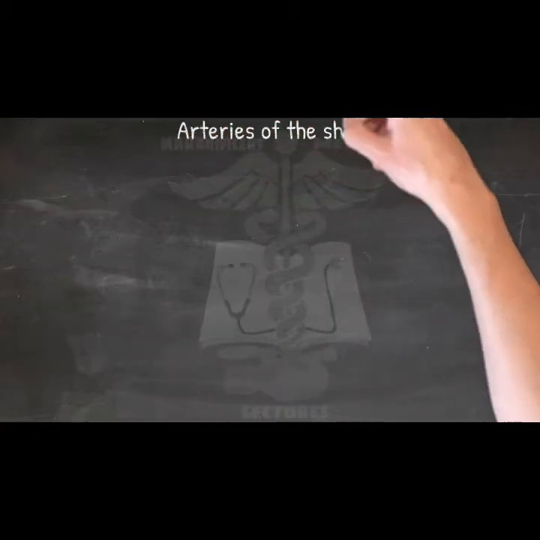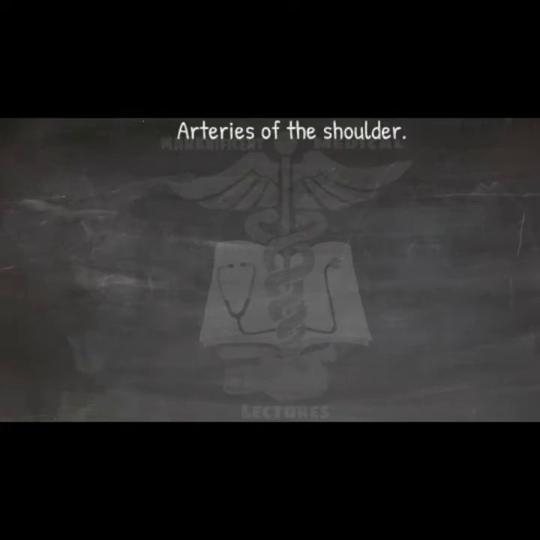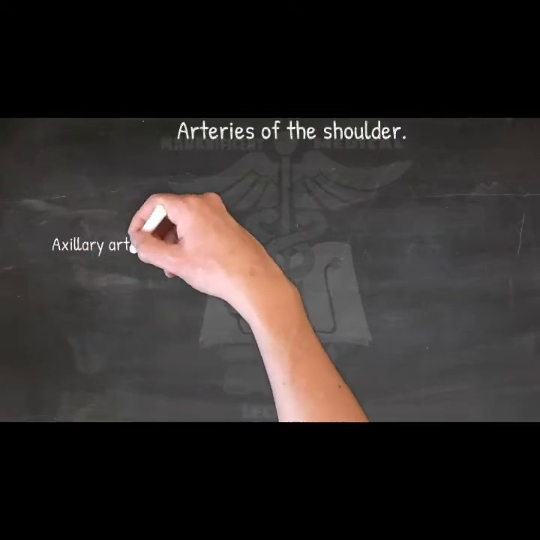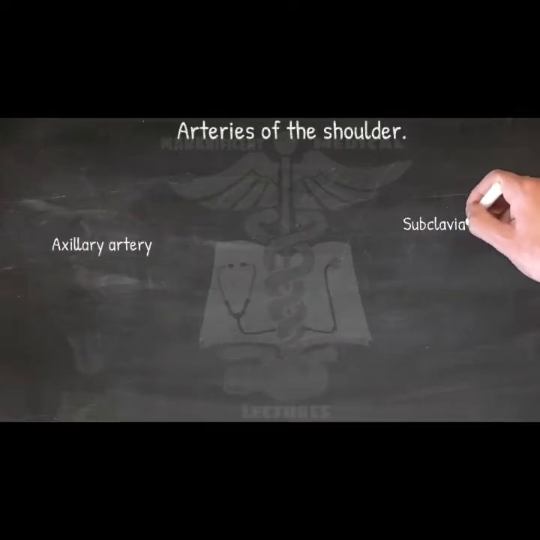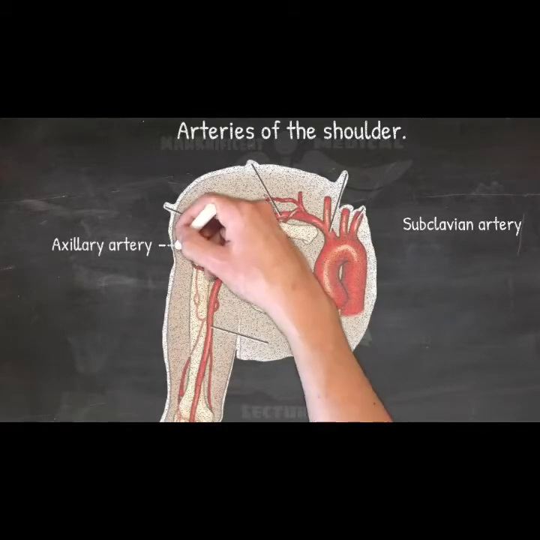Arteries of the shoulder. The main artery of the shoulder is the axillary artery. It originates from the subclavian artery at the lateral margin of the first rib and enters the shoulder region.